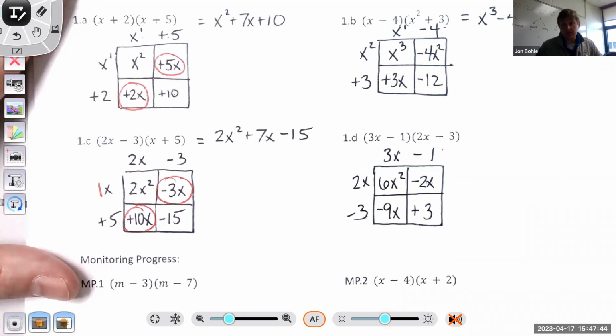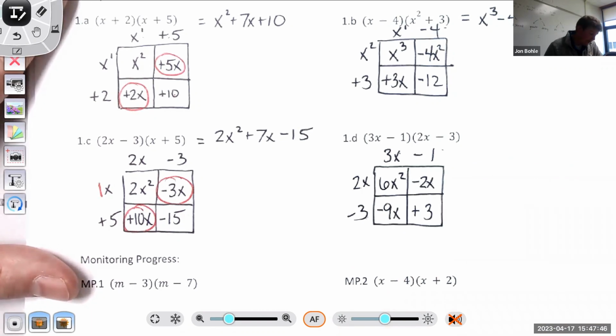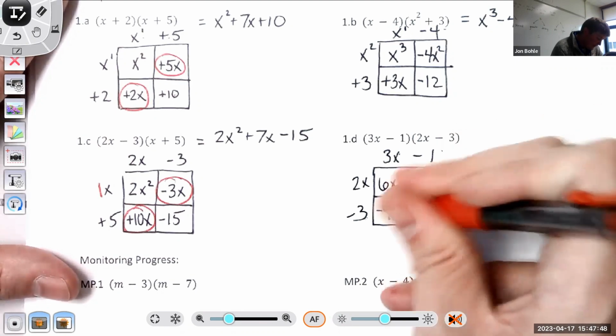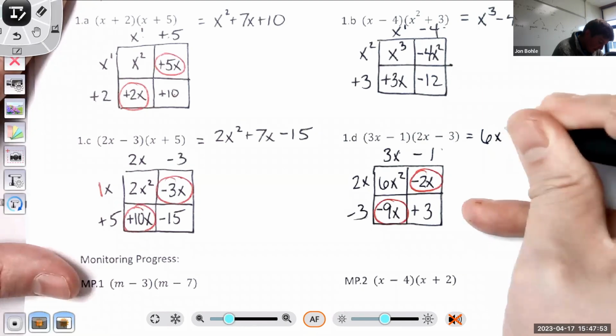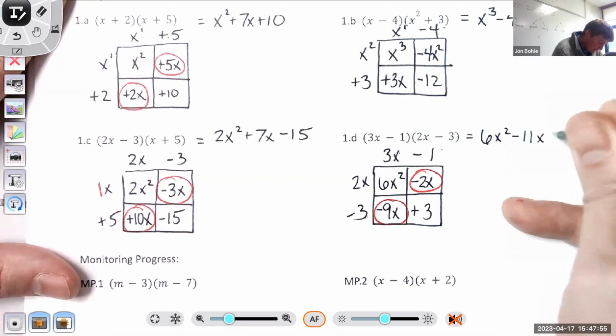Again, I want to check like terms. I do have like terms here in -9x and -2x. Those numbers combine into -11x. So 6x squared minus 11x plus 3.